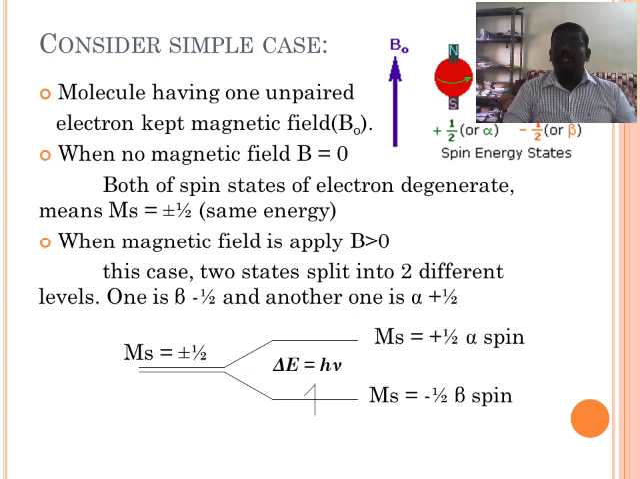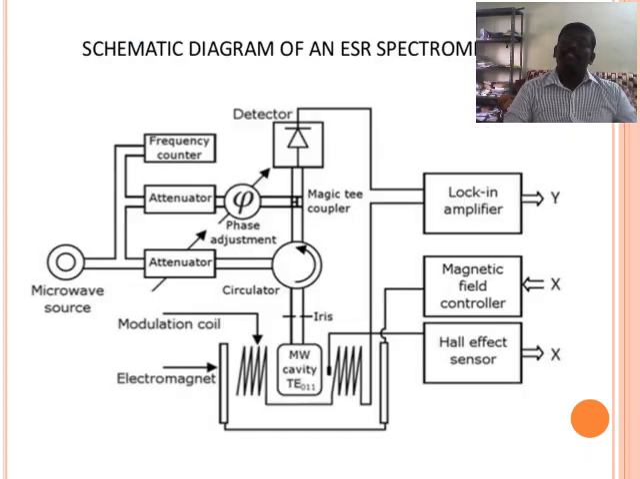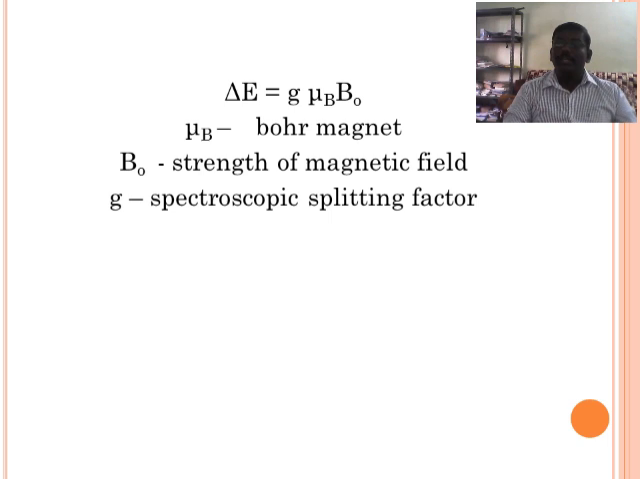So we get delta E is equal to h nu. Two splittings are possible: ms equal to plus 1/2 spin and ms equal to minus 1/2 spin. These are called beta spin and alpha spin. Then the transition occurs where the electron transfers from the beta spin state to the alpha spin state, which means it undergoes resonance. The detector detects this electron transition and produces a peak.